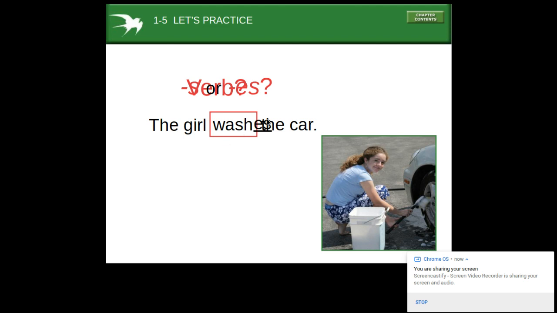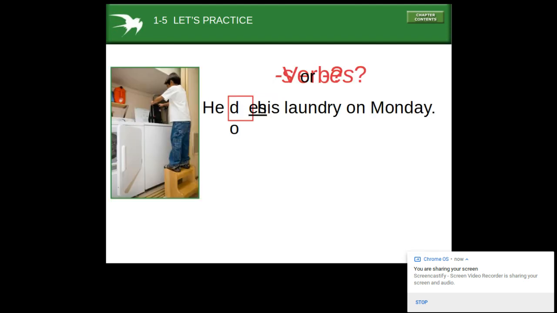The girl washes. That's an ES over there, right? So it's got that SH sound. Add an ES. Washes the car. I think this is does, right? He does. DOES. Imagine there's an O right there. His laundry on Monday. Oh, there's the O right there. He does his laundry on Monday.